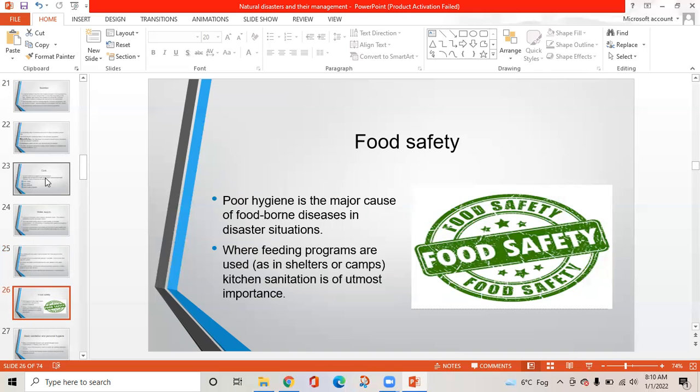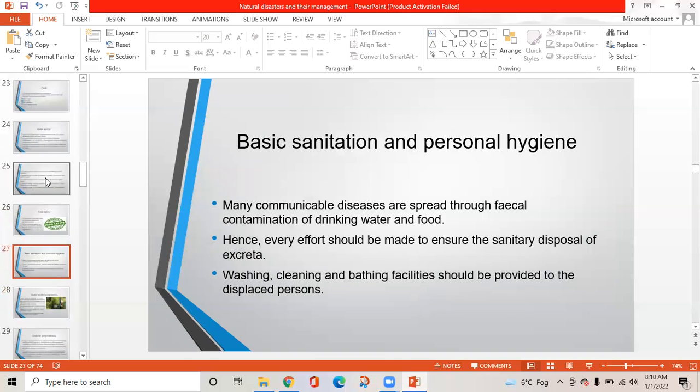Food safety. Poor hygiene is the major cause of foodborne diseases in disaster situations, where feeding programs are used, in shelters or camps. Kitchen sanitation is of utmost importance. Basic sanitation and personal hygiene. Many communicable diseases are spread through fecal contamination of drinking water and food. Hence, every effort should be made to ensure sanitary disposal of excreta. Washing, cleaning, and bathing facilities should be provided to the displaced persons.